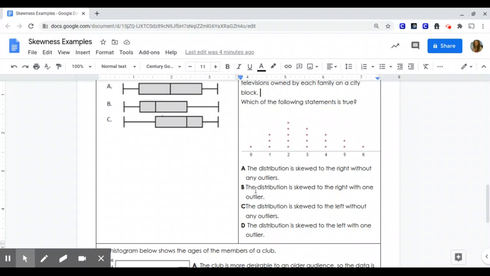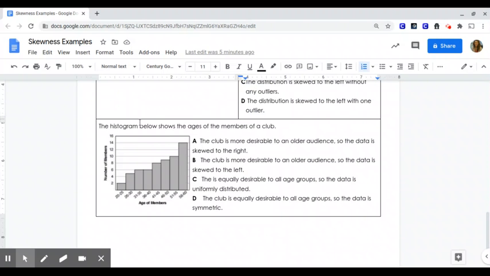So we'll look at B. The distribution is skewed to the right with one outlier. We don't have an outlier because we don't have a space or a gap in our data points. So B is out. C says the distribution is skewed left. It is not skewed left. And D also says it is skewed left, so that is incorrect. So A is going to be our answer choice for that.